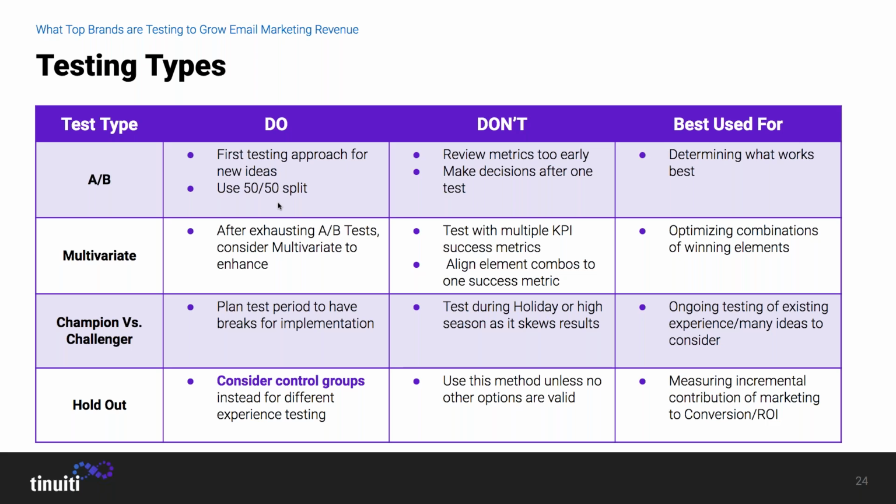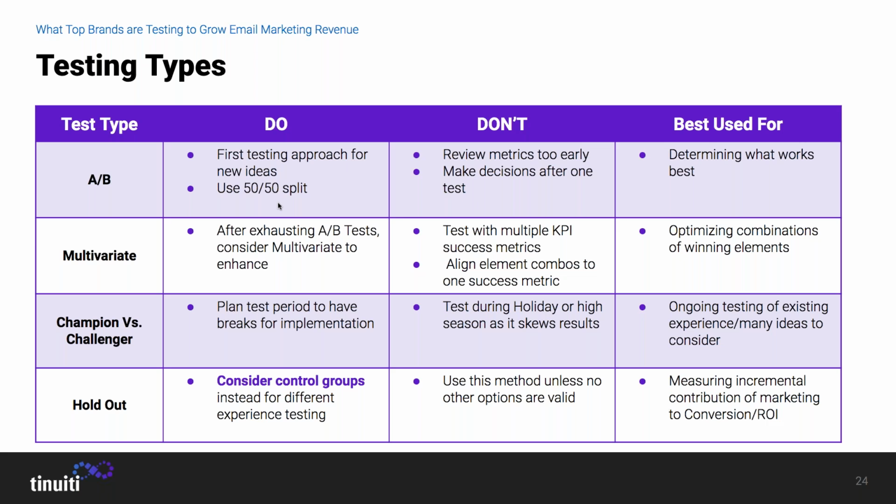Multivariate is going to happen after you're able to get some of those low-hanging, high-impact tests done, and then you want to test a couple other things. So maybe you're testing CTA text plus color of CTA. Don't do that unless you've already exhausted all of that really great testing we can do with A/B scenarios.